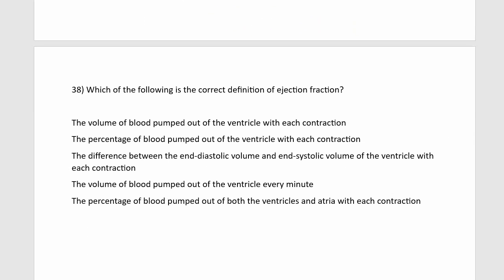Okay, question 38. Which of the following is the correct definition of ejection fraction? So is it the volume of blood pumped out of the ventricle with each contraction, the percentage of blood pumped out of the ventricle with each contraction, the difference between the end diastolic volume and the end systolic volume of the ventricle with each contraction, the volume of blood pumped out of the ventricle every minute, or the percentage of blood pumped out of both the ventricles and atria with each contraction? Okay, so the fact that this is called a fraction should give you a little bit of a hint here.